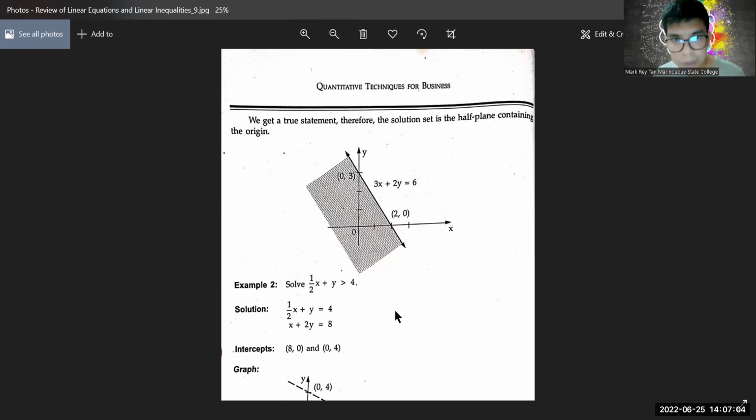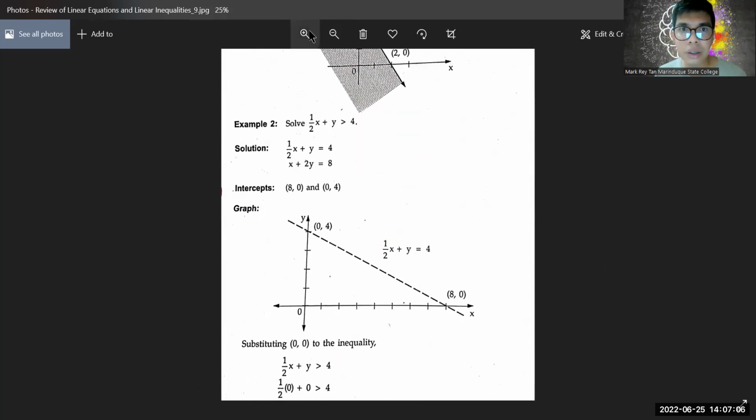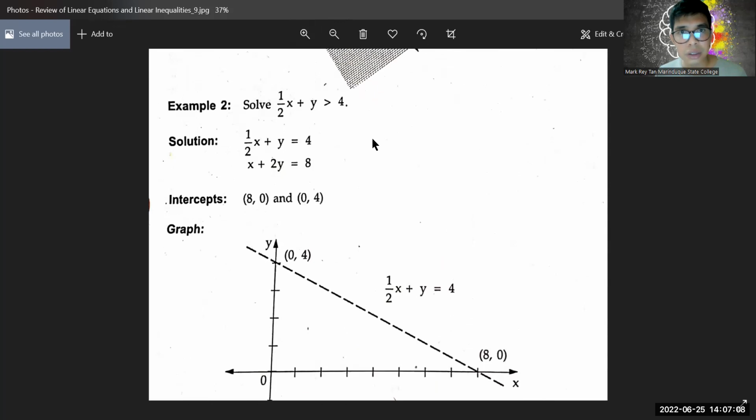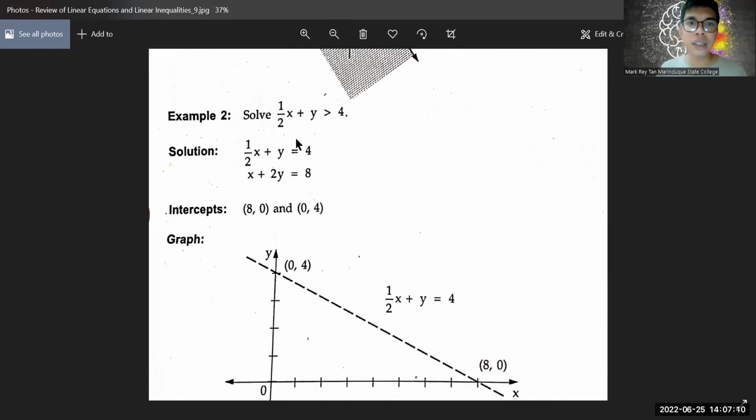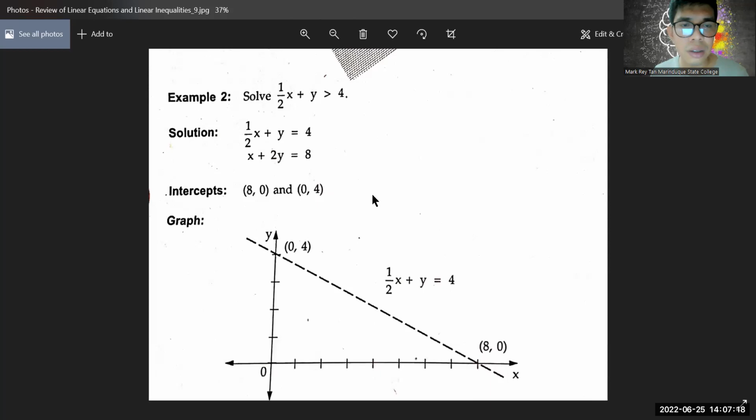Sige, for the sake of discussion, discuss natin yung kasunod. So this one, may fraction siya. 1/2 x plus y is greater than 4. Yan, we do the intercept method. So dito, sinimplify muna natin. You multiply by 2, kaya naging x plus 2y equals 8.